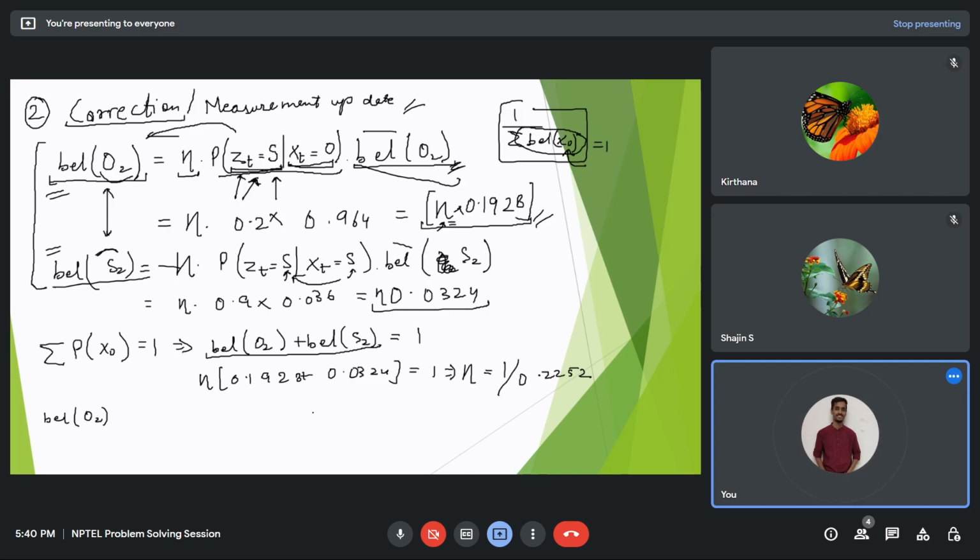1928 divided by 0.2252. Okay, so now after this prediction step, the probability that the door is open is 0.856. And the probability that the door is closed is divided by 0.225, 0.144. Now I want you guys to see something.